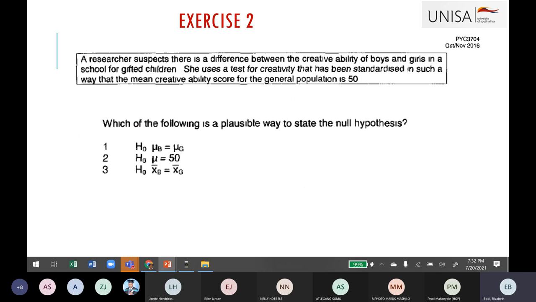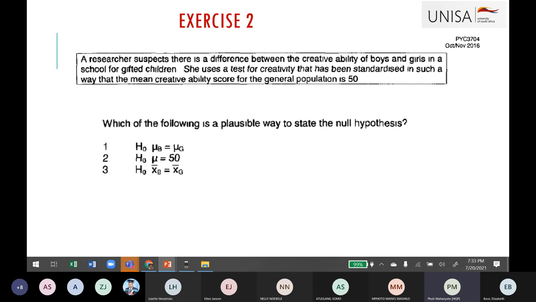So exercise 2, a researcher suspects there is a difference between the creative ability of boys and girls in school for gifted children. She uses a test for creativity that has been standardized in such a way that the mean creative ability score for the general population is 50. Which of the following is a possible way to state the null hypothesis? What will be the null hypothesis?